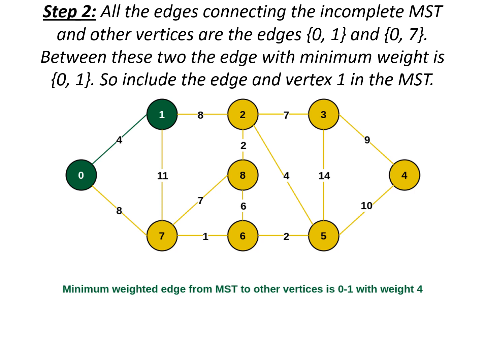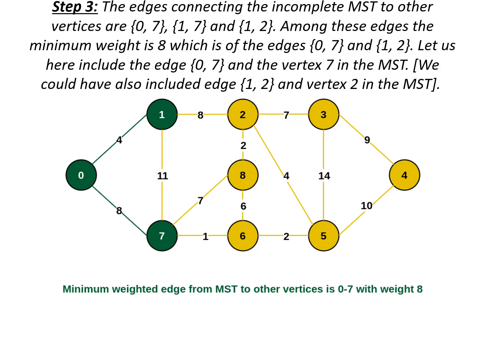All the edges connecting the incomplete minimum spanning tree to other vertices are the edges 0,1 and 0,7. Here 0,1 and 0,7 have different weights. 0,1 has a weight of 4, 0,7 has a weight of 8. So we select the minimum weight edge 0 to 1 as a minimum spanning tree node. So include the edge and the vertex 1 in the minimum spanning tree.